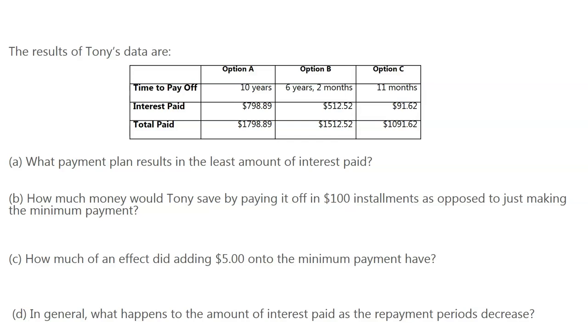And he would pay $512.52 in interest. And option C, it would pay $100 each month. It would be paid off in 11 months, and he pays $91.62 in interest. So what payment plan results in the least amount of interest paid? In this case, it would be option C. He only pays $91.62.